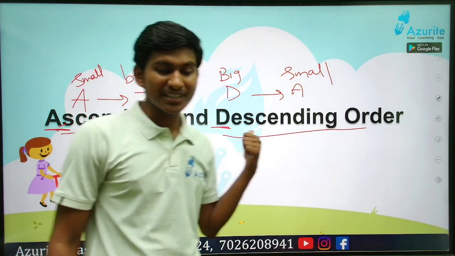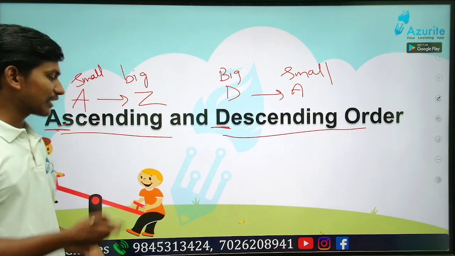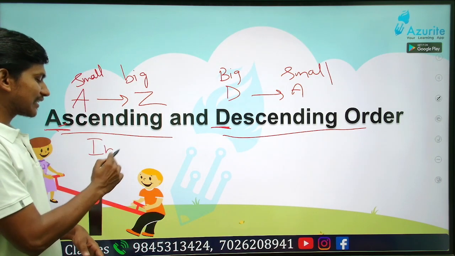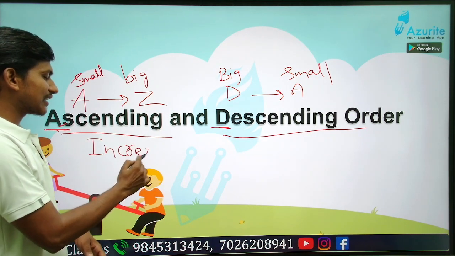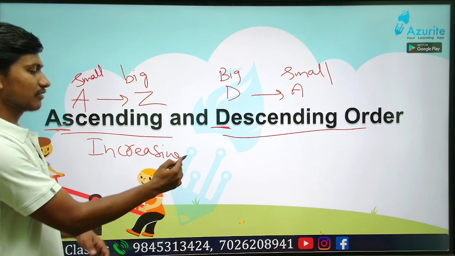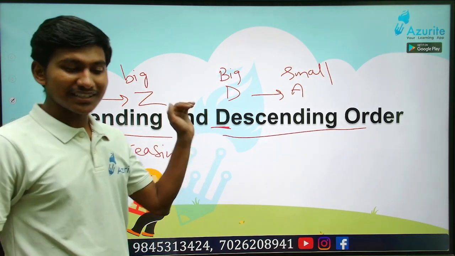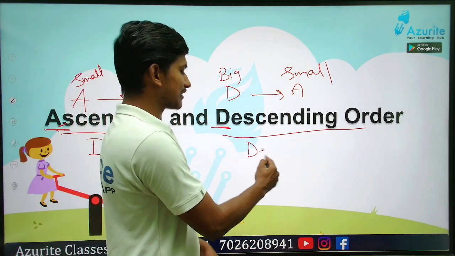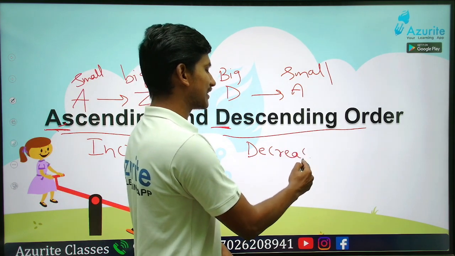So ascending means in increasing order. We say it also as increasing. Increasing means small to big. Descending means decreasing. We say it as decreasing also.